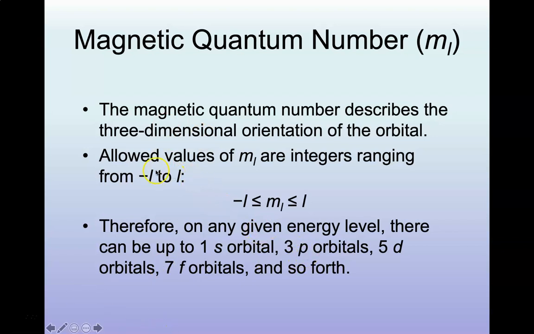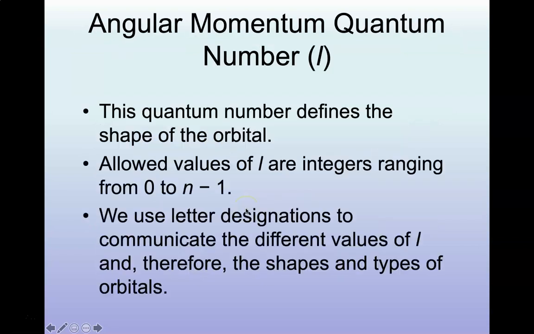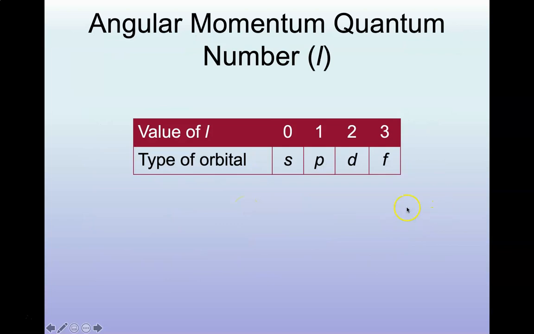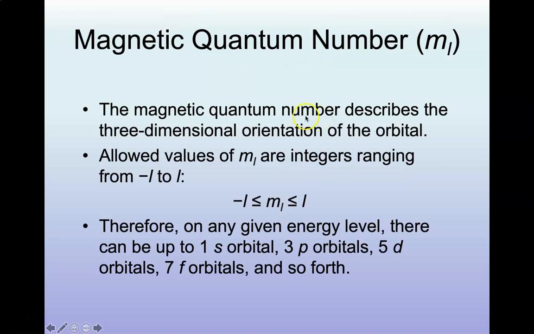But what that means is, in order to figure out the values of m sub L, the integers can range from negative L to positive L, and that includes 0. So for instance, in our previous example, we had an L of 1. So we know that the shape of the orbital is a p, but if L is 1, all whole numbers, including 0, between negative L and positive L are -1, 0, and +1. That means there's 3, because for every value of m sub L, you count them, and that's how many orbitals there are.